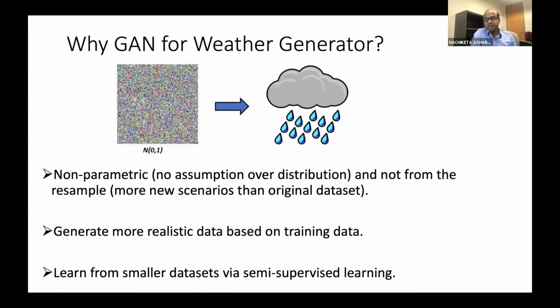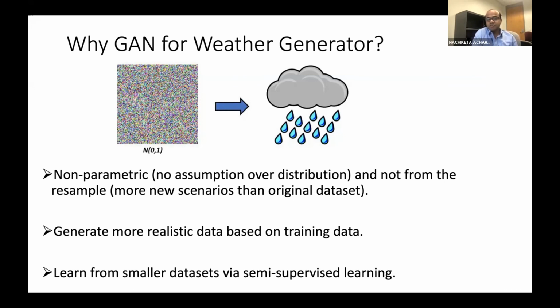Why use GAN for a weather generator? As we already talked about the limitations of the other weather generators, here is what we are really looking for. One is that it is non-parametric, that means no assumption over the distribution of the data. Second, although some weather generators are based on resampling, resampling does not produce future extremes which are not in the historical data. So that's a bigger limitation of resampling.